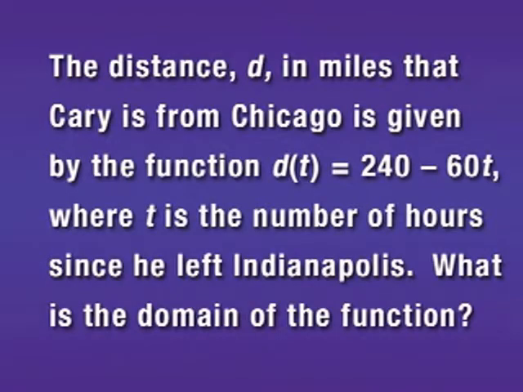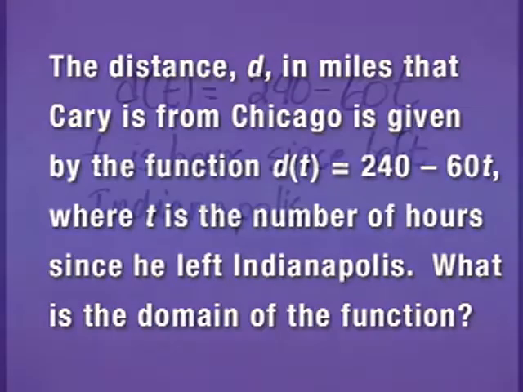The distance d in miles that Kerry is from Chicago is given by the function d of t equals 240 minus 60t, where t is the number of hours since he left Indianapolis. What is the domain of the function?